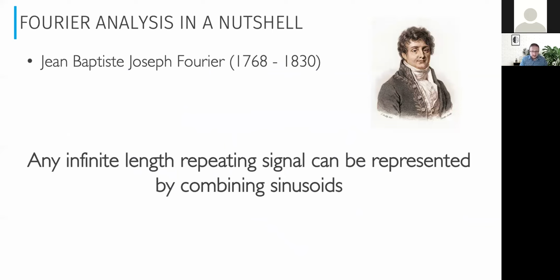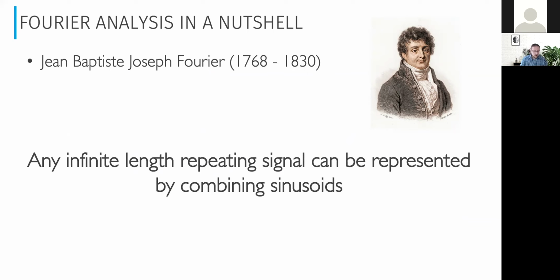It's called Fourier analysis, and it was developed by Jean-Baptiste Joseph Fourier in the 1700s and 1800s. In the process of trying to understand how heat propagates through a metal sheet, he came up with this concept of Fourier analysis. If someone says Fourier transform or Fourier analysis, the thing you want to remember is the idea that any infinite length repeating signal can be represented by combining sinusoids. That's a simplification, but that's really all you need to know. So if I have a signal that repeats itself over and over, I can do a really good job of representing it using sines.